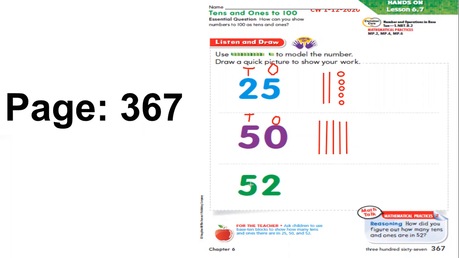Now, the next one we have is 52. So I'm going to draw 5 lines. That's 1, 2, 3, 4, and 5. That's 5 tens. And how many ones do I have here? Yes, that's 2 ones. So 1, 2. 2 circles for ones.